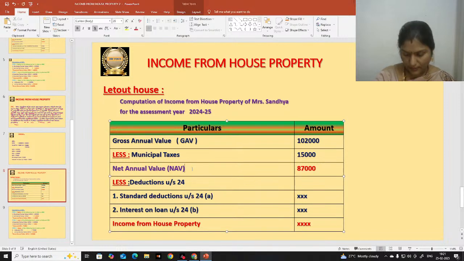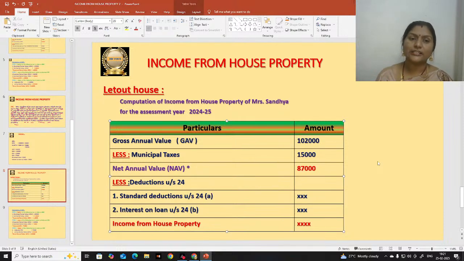Next, we just found NAV. After that, we should allow deductions under section 24. How many deductions are there? We have two deductions. One is the standard deduction and the other one is interest on loan under section 24(b). There are two deductions that we have to allow. The first one is the standard deduction. Standard deduction, the other name is statutory deduction. Both are one and the same.